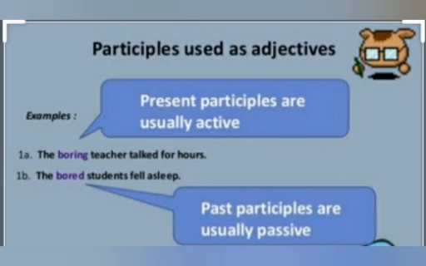Okay, see the second sentence, the bored students fell asleep. In this sentence, the term bored is your past participle since it is the ed form of the word bore. So it is acting as an adjective as it is modifying the term students.